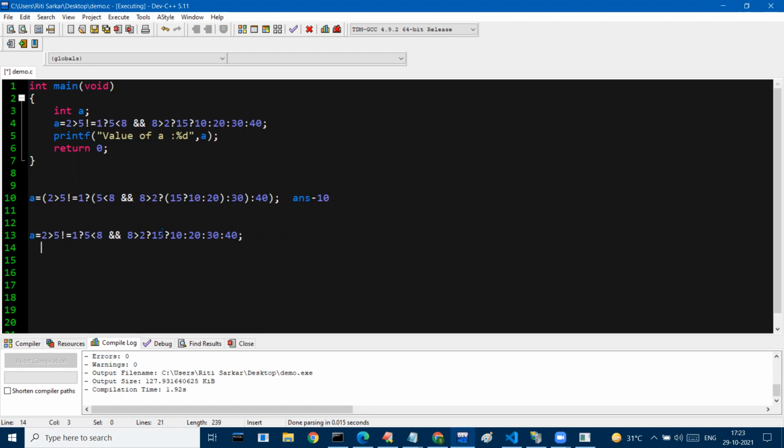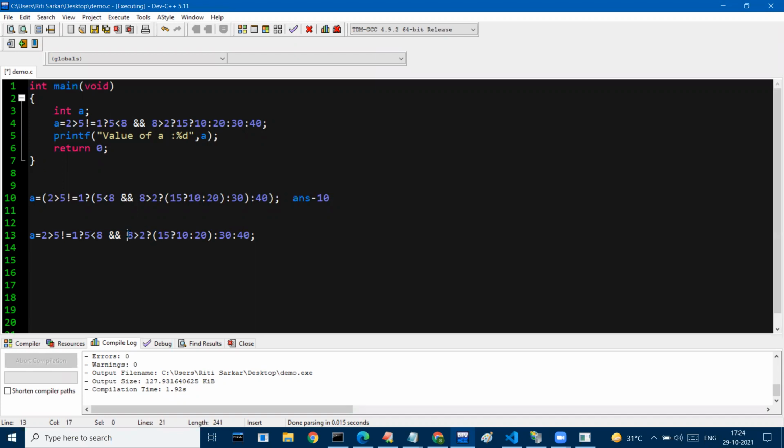Now first, for this conditional operator, what is expression 1? This is expression 1, then expression 2, expression 3. Very easily we can bracketize. Done. Next, this is the conditional operator. Now 8 greater than 2. You have to be very careful here, right?